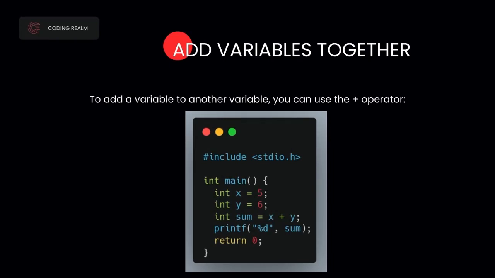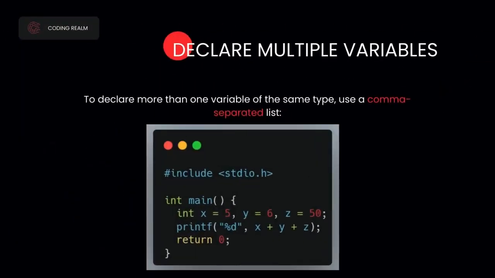Now let's learn how to add two numbers. To add a variable to another variable, you can use the plus operator. In this example, I want to add two variables x and y using the sum operator. Now how to declare multiple variables. To declare more than one variable of the same type, use a comma-separated list like this example.